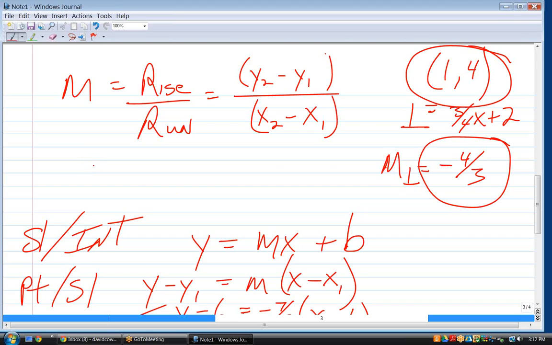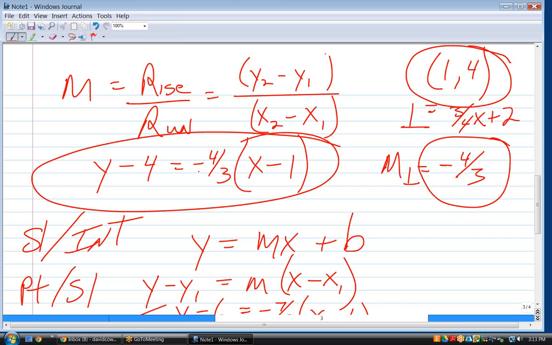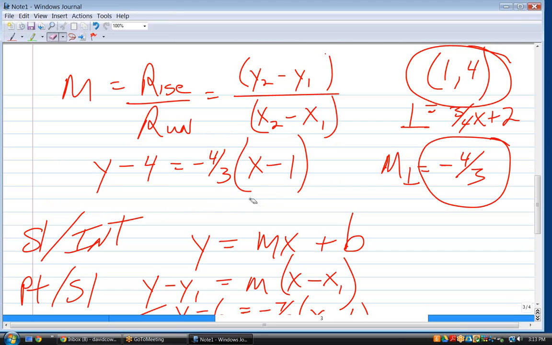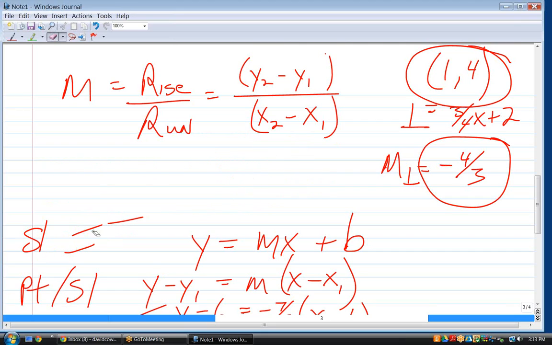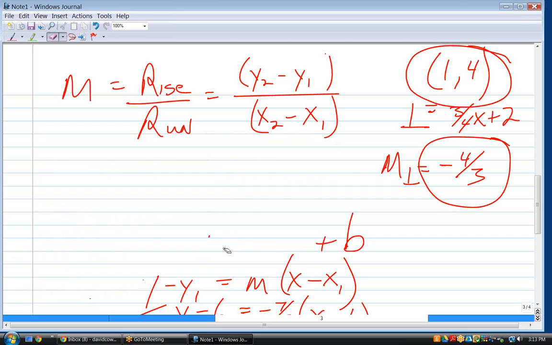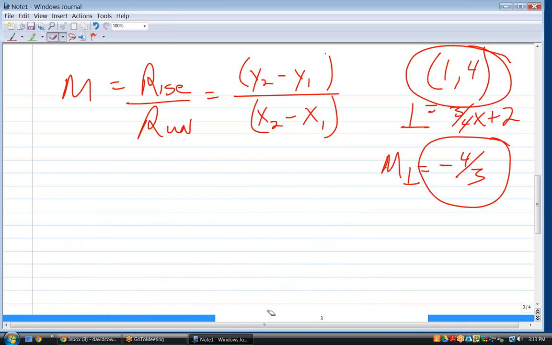It's y minus 4 equals negative 4/3 times x minus 1. Exactly. There's your answer. Like I said, unless they specifically request a certain format, any of these formats is okay to use.